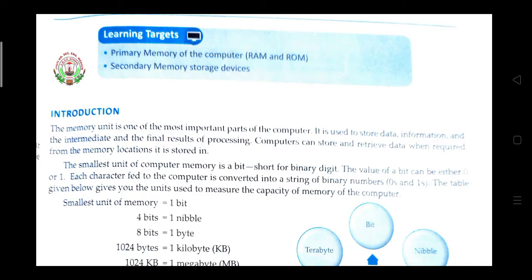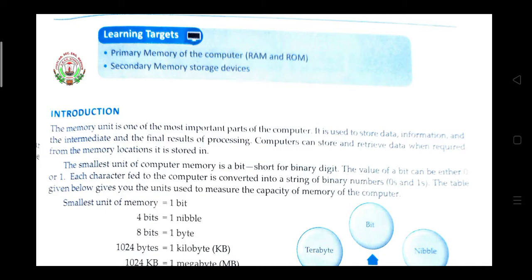So what is the use of memory? To store your data with the help of this memory in your computer. It stores all the data, information, and intermediate and final results of processing. And from that memory you can store your data and you can access your data.